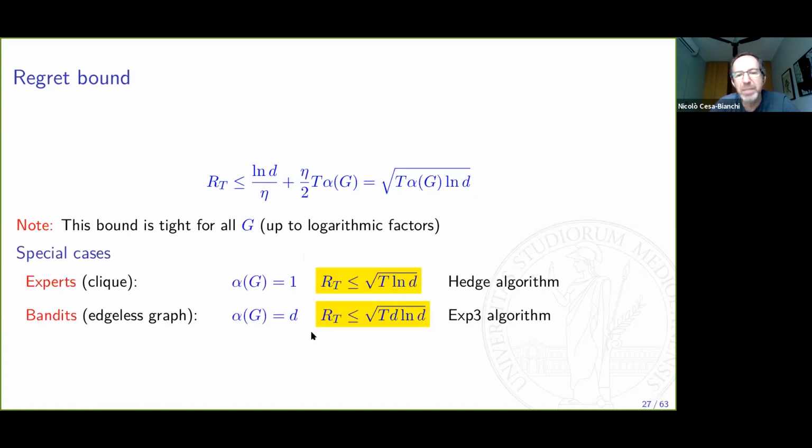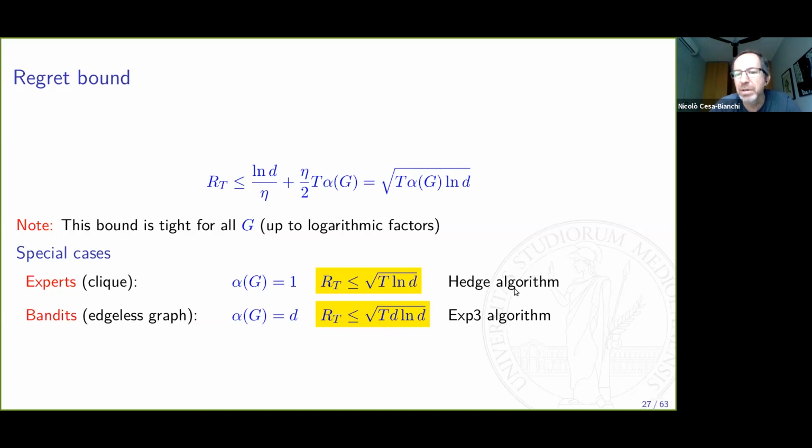And second, as special cases, we recover the bound I claimed for the experts, and actually we recover it up to constants, because this is a more general result. The reason for that is that the independence number of a clique is 1, because every two vertices are adjacent. And in the case of the edgeless graph, which is the bandits, the independence number is D, because all the vertices are non-adjacent. There are no edges.